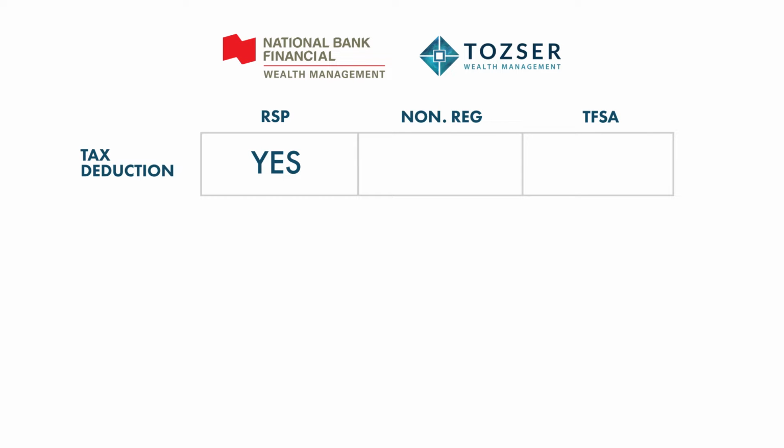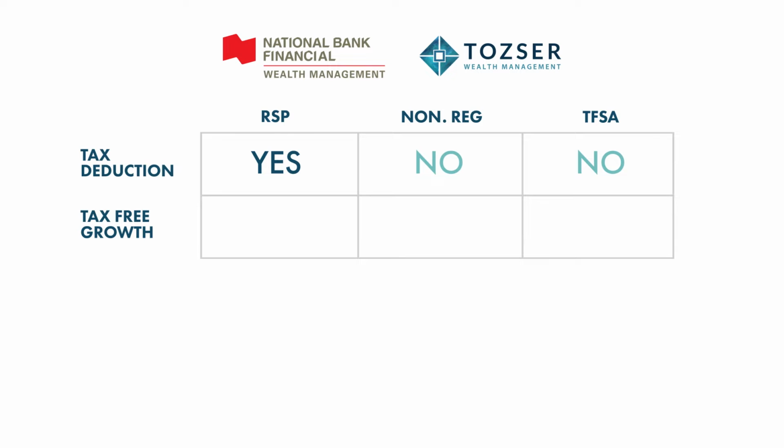Yes, you do if you put your money in your RSP. You make a contribution and you get a refund. You do not get one if you put it in the non-registered or the TFSA account. The second question is, what about tax-free growth? Well, yes, in your RSP, you get tax-free growth. You do not get tax-free growth in your non-registered account. As the dividends and interest come in, or as you sell the positions, you pay the tax. And then finally in the TFSA, yes, you get tax-free growth.